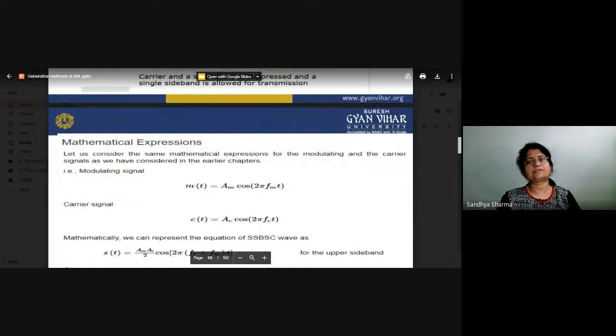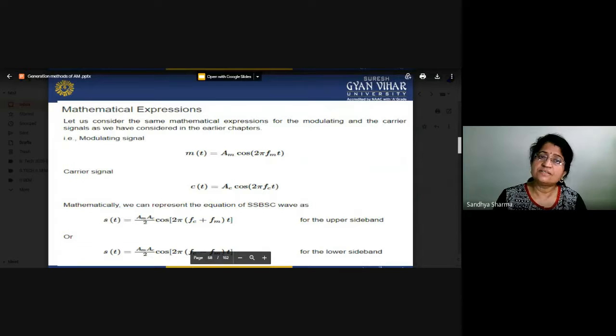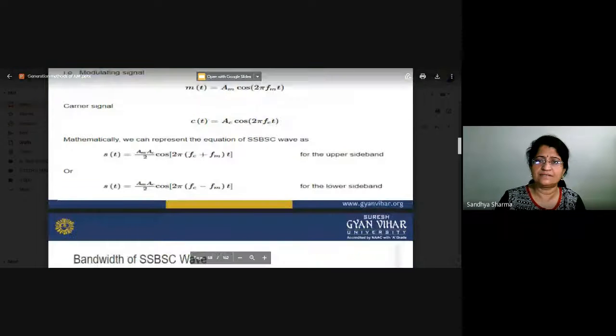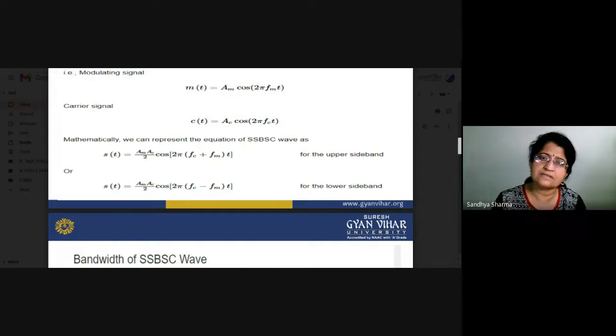Now, how can we suppress the carrier? If you want to suppress one sideband and the carrier, first of all, what basic signals do you require? You have a modulating signal and a carrier signal, and when you do the modulation, as in DSB amplitude modulation, two sidebands are generated, the upper sideband and the lower sideband: FC plus FM and FC minus FM. You can transmit your signal using either sideband, the upper sideband or the lower sideband.